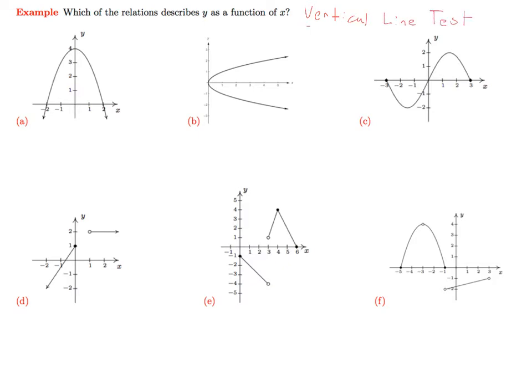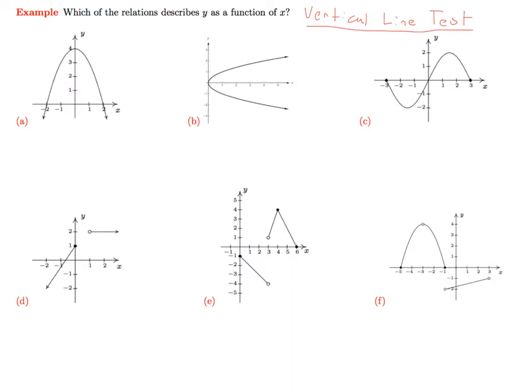And the vertical line test says every vertical line that I draw should intersect the relation at most one time. So the nice thing about problems like this, there's nothing to solve. There's nothing to evaluate. We can do all of this analysis visually. So let's start with graph A.